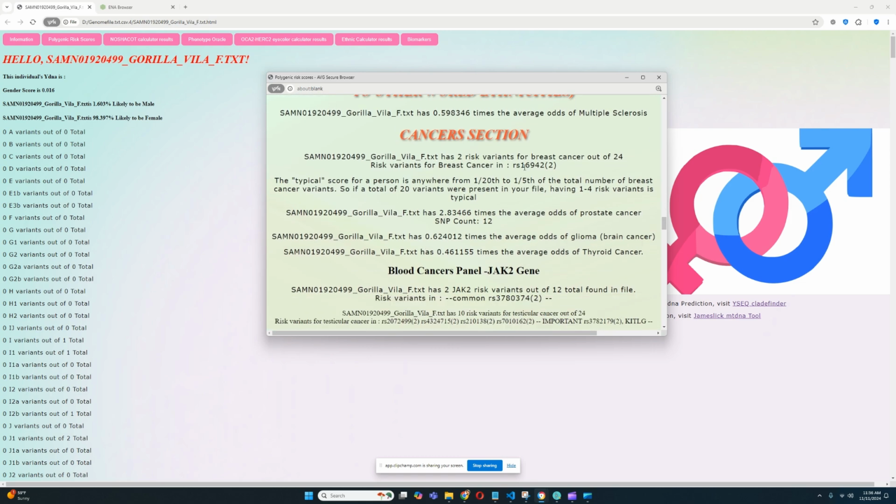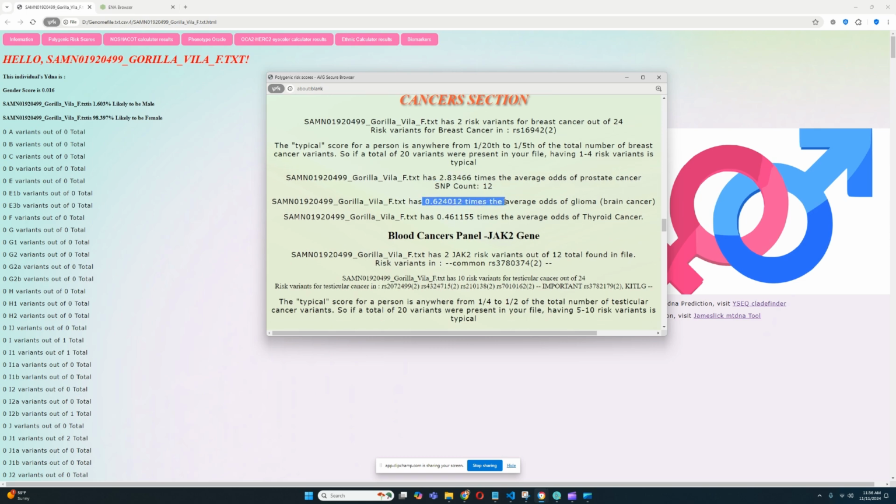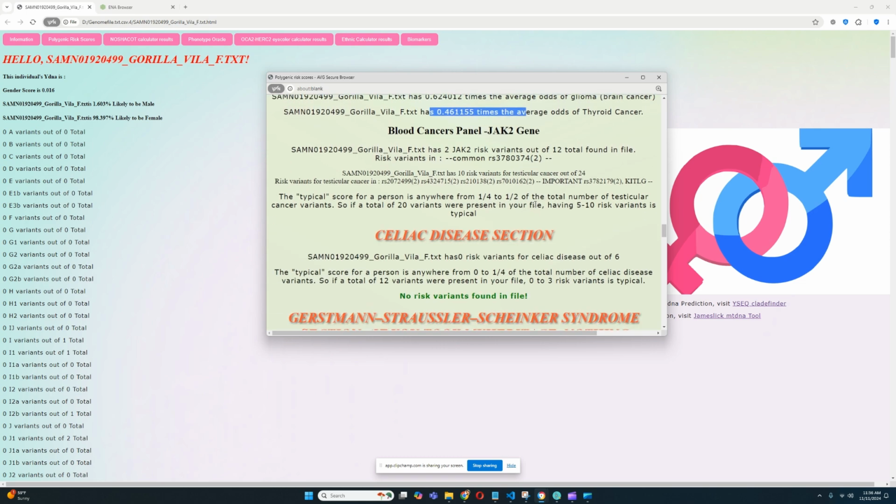For the cancer section, she's got two risk variants for breast cancer at 24. It's pretty typical. She's got higher odds for prostate cancer. She's got lower odds for glioma or brain cancer, lower odds for thyroid cancer. She's got two JAK2 risk variants out of 12 total found in the file. So she's got some predisposition to polycythemia vera as well.